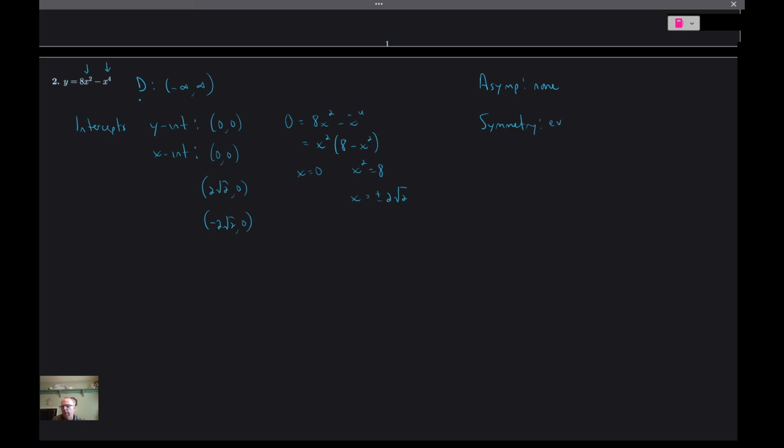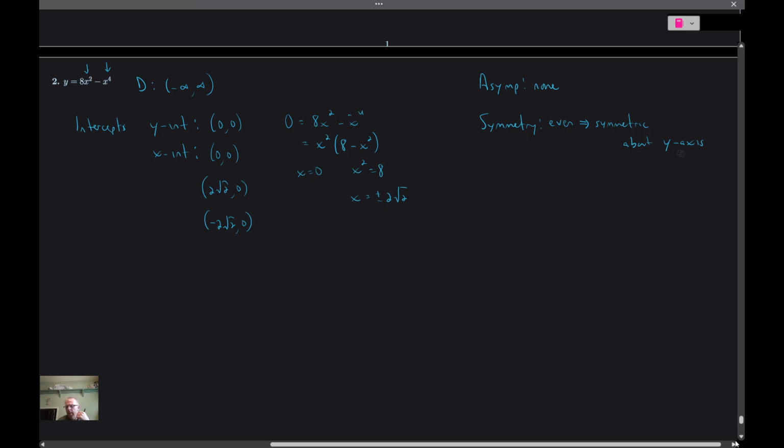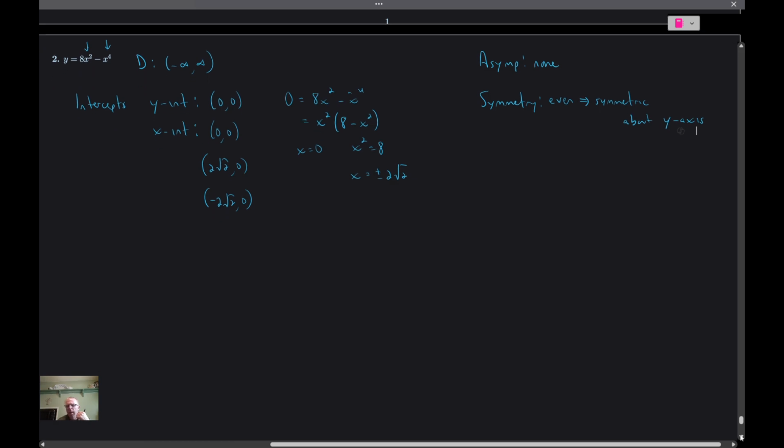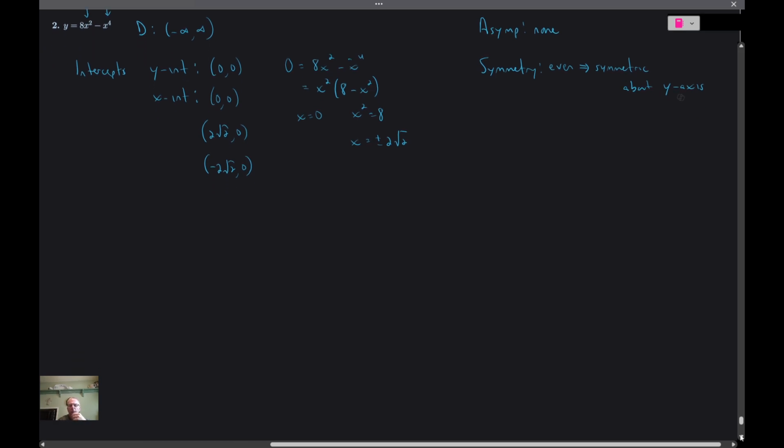So this function is even, and the fact that it is even tells us it is symmetric about the y-axis. Even if we don't really use that while we're sketching the graph, once we get the graph, we can at least use that and see if it fits what we expect. I may or may not really use that. I guess I'm kind of using it with the other things that we need.